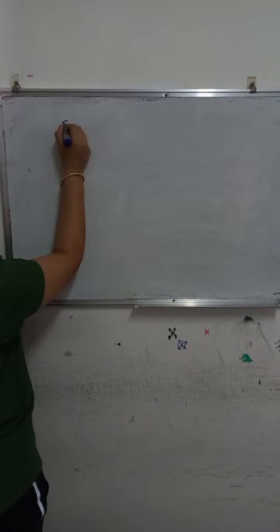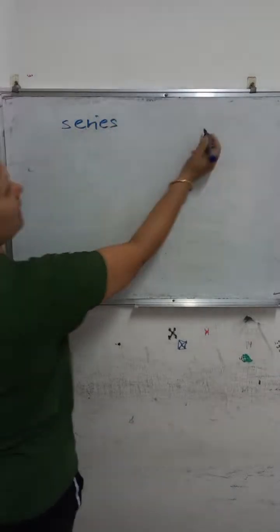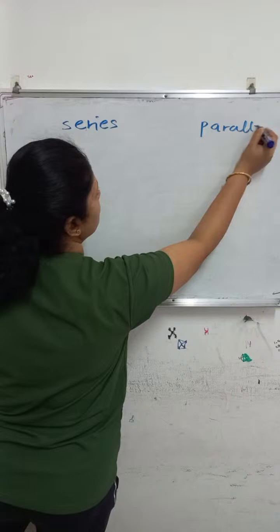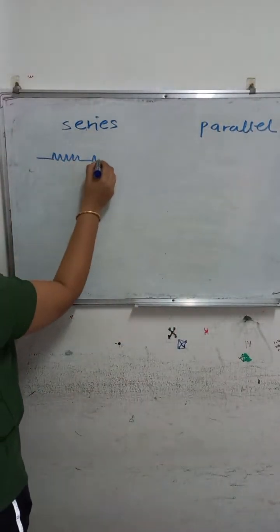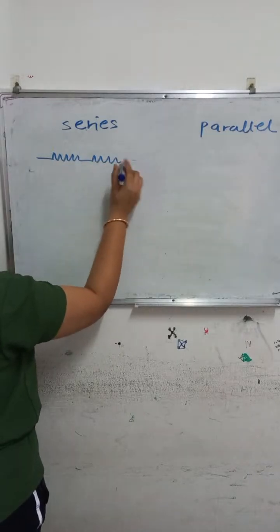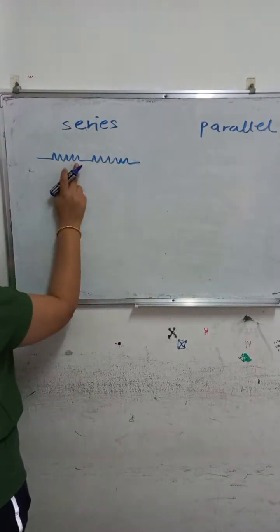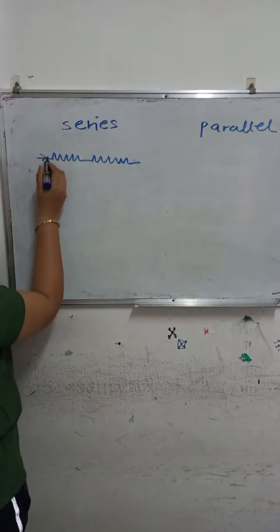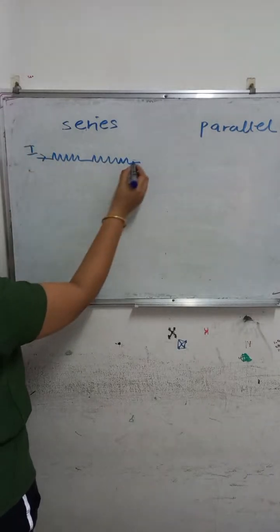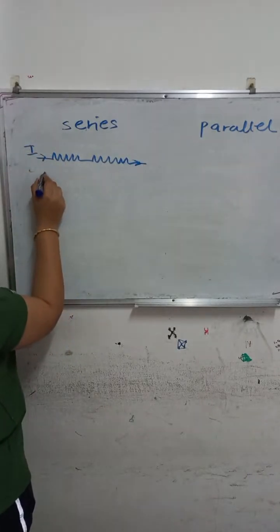So we can go for resistors. Basically resistors are connected in two ways: one is series and another is parallel. In series, we are connecting the resistors one by one, the ending of one resistor and the starting of the next we are joining together. Here, very important thing: current I will remain the same in the entire branch.